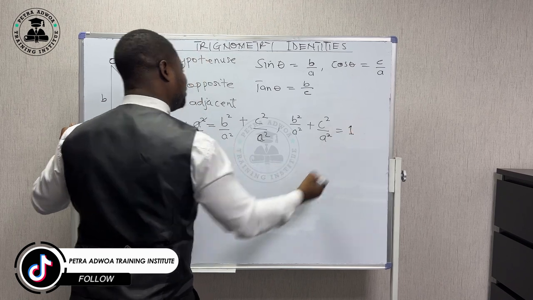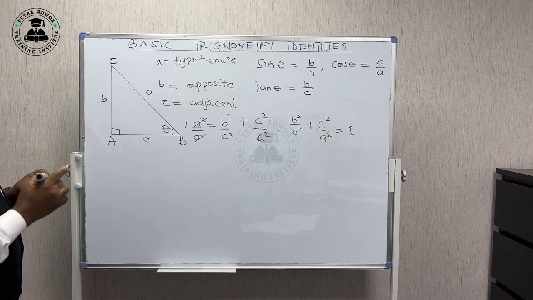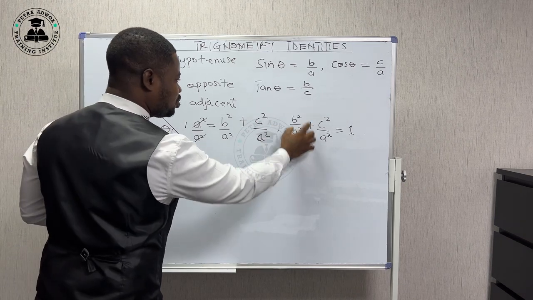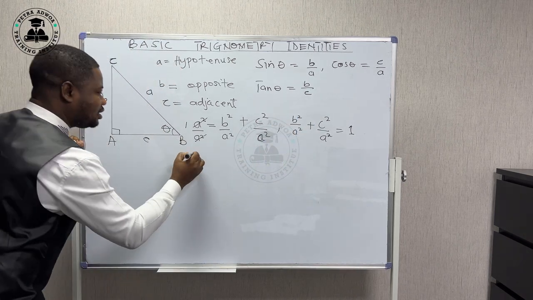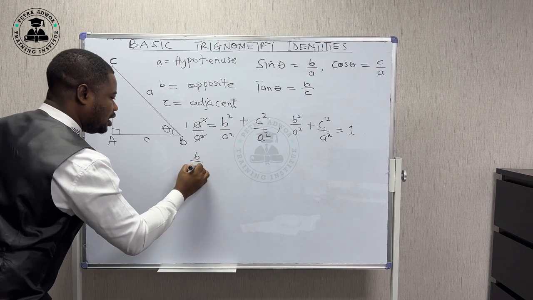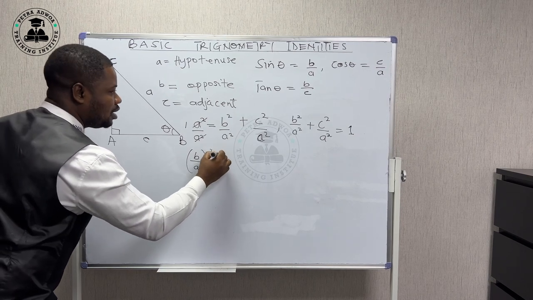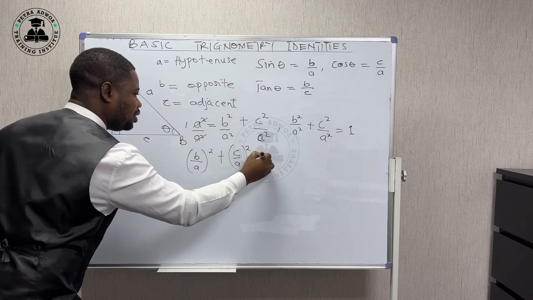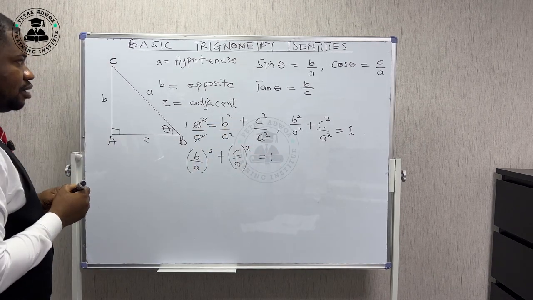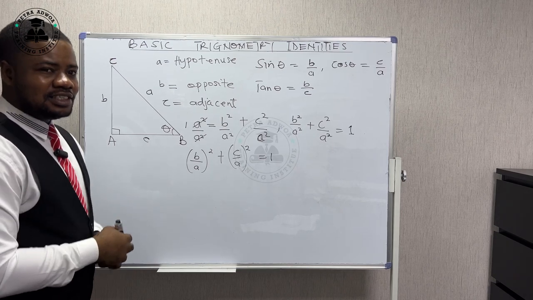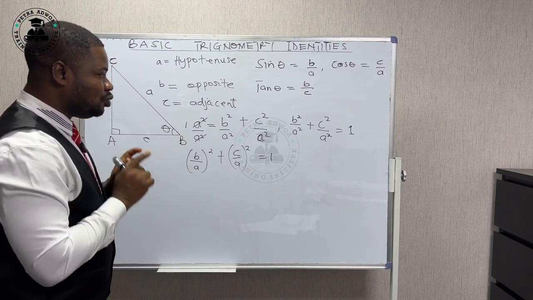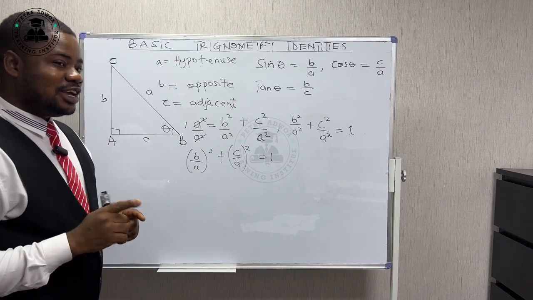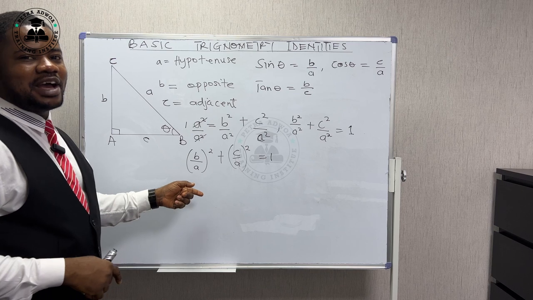Okay, it's equal to 1. Right, now let's look at something. We can write this B squared upon A squared as B upon A the whole squared plus C upon A the whole squared to be equal to 1. By then, it's getting interesting. We are going to use this to prove one basic trig identity. And I think if you are following me very well, you know where we are heading towards.